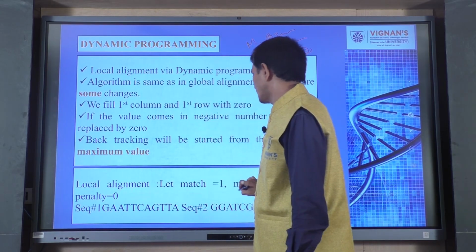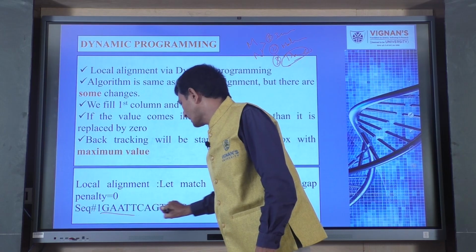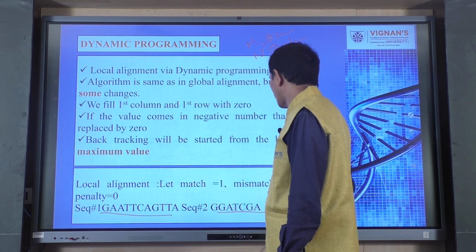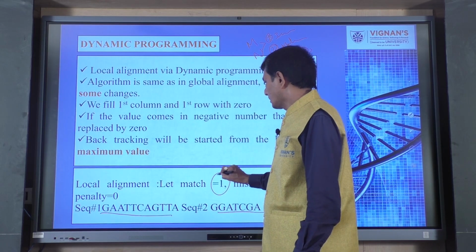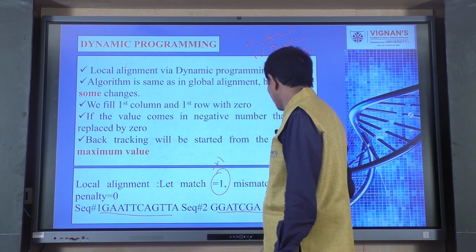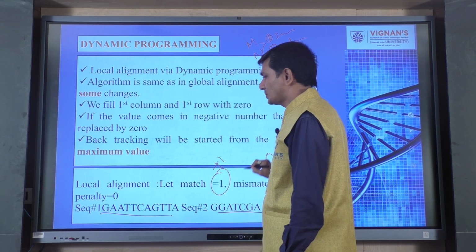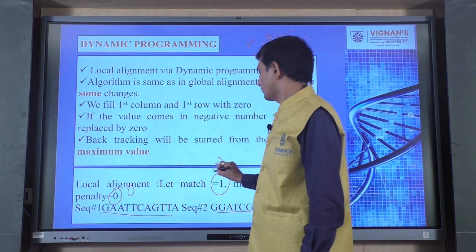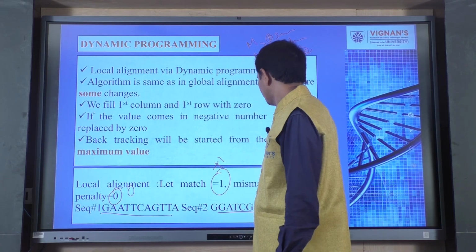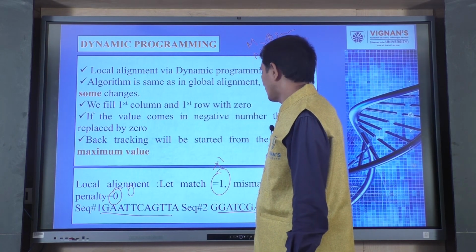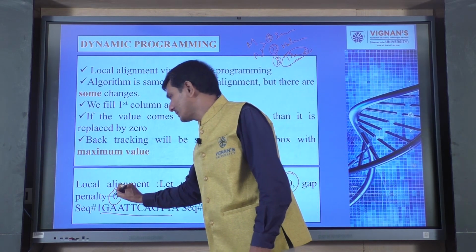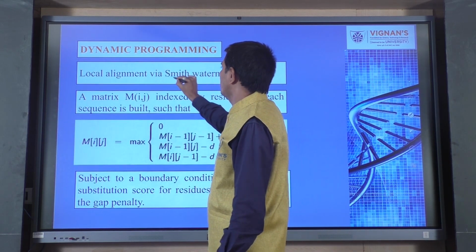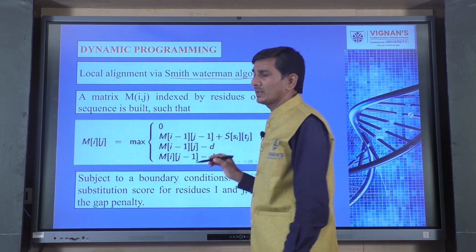Here the 2 strings are string 1 and string 2, and we are assigning values. For a match, a positive value of 1 is assigned, for a mismatch 0 is assigned, and for a gap 0 is assigned. The algorithm used for local alignment is the Smith-Waterman algorithm.